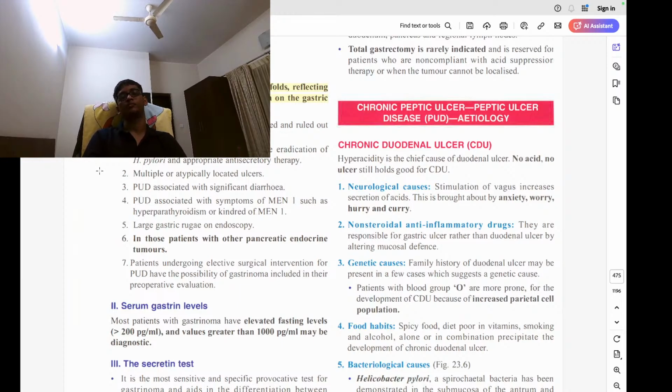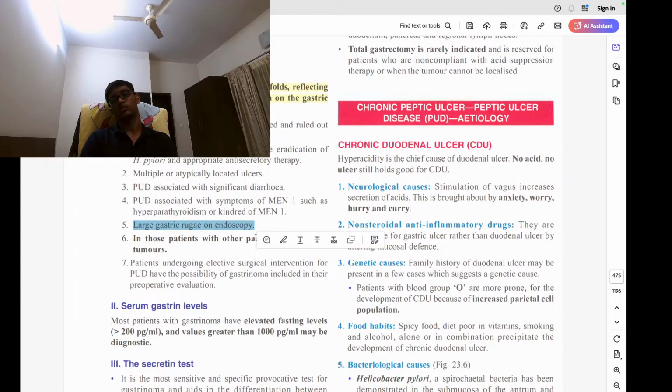Gastrinoma, that is Zollinger-Ellison syndrome, is always considered and ruled out in patients who have a recurrent or intractable peptic ulcer disorder despite treatment of H. pylori and appropriate antisecretory therapy. Multiple or atypically located ulcers. PUD associated with significant diarrhea. Associated with symptoms of MEN1, hyperparathyroidism or kindred of MEN1, large gastric rugae on endoscopy.